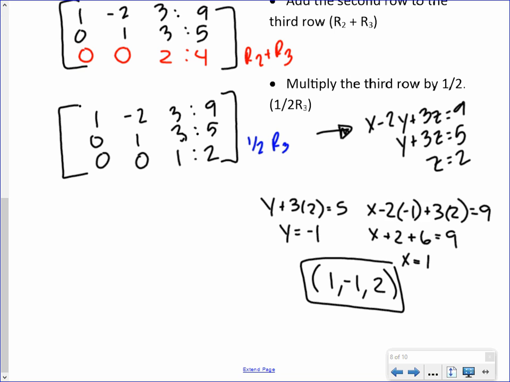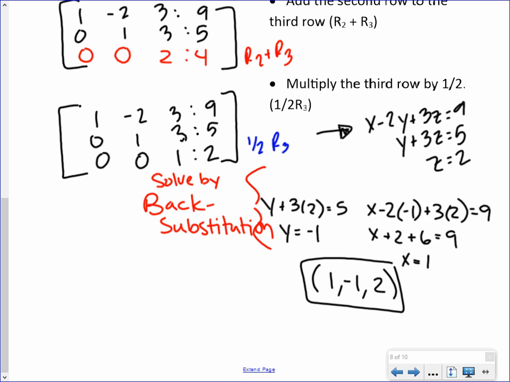Okay. This process right here, what you're doing with that system, the book is going to refer to as solved by back substitution. It just means that once you figure out one of the letters, and then you have an equation with 2 variables and one equation with 3 variables, you just have to back substitute. Put it into those other equations until you find all the variables.